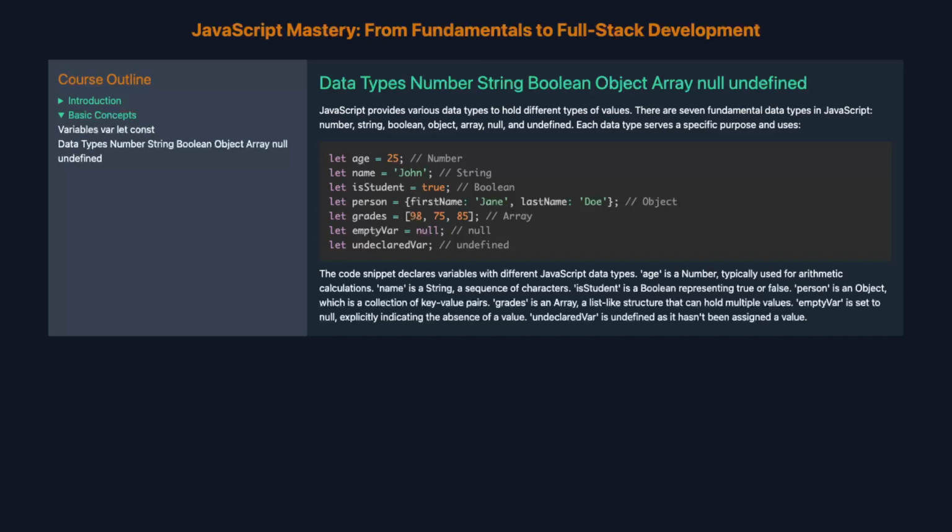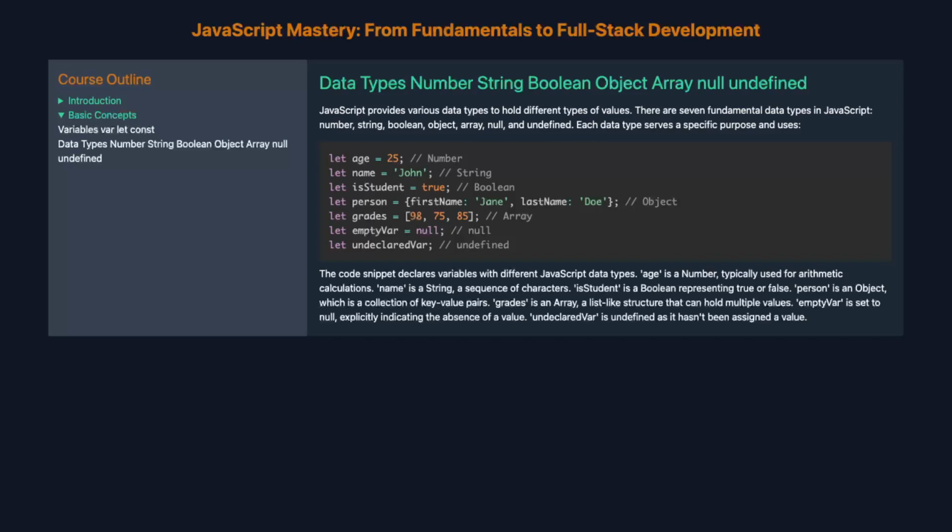The code snippet declares variables with different JavaScript data types. Age is a number, typically used for arithmetic calculations. Name is a string, a sequence of characters. IsStudent is a Boolean representing true or false. Person is an object, which is a collection of key-value pairs.